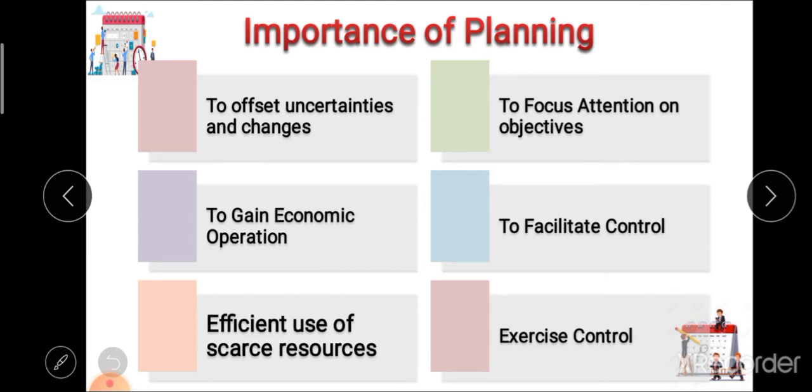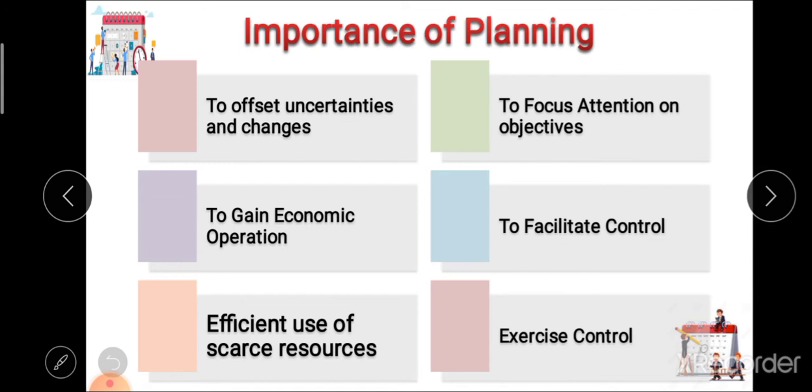After that, the next function of planning is to facilitate control. Planning helps to check the subordinates' accomplishment. That means planning checks the subordinates.